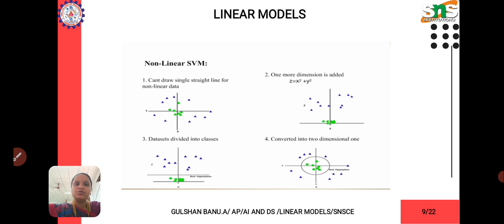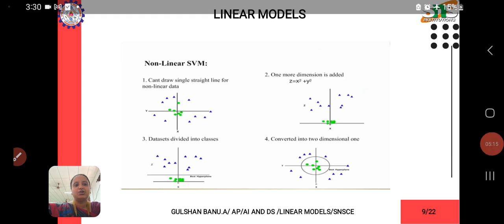We saw what a linear model is, what its types are, what its uses are and where they are used. All of this is what linear models are about.